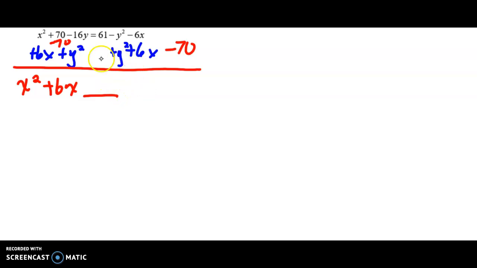Now the y's are all over here. We're going to have plus y squared minus 16y. The 70 goes, leave a little blank, and then the 61 minus 70 is negative 9.